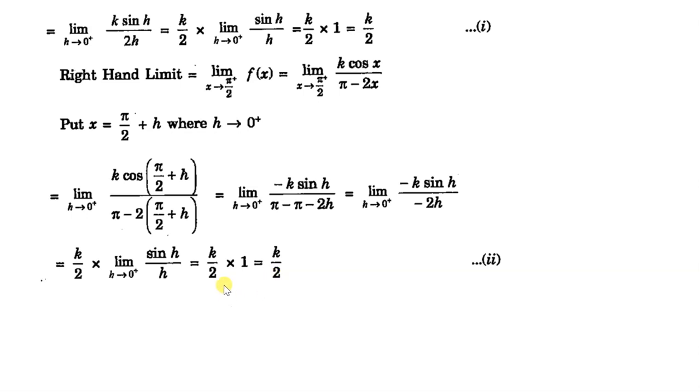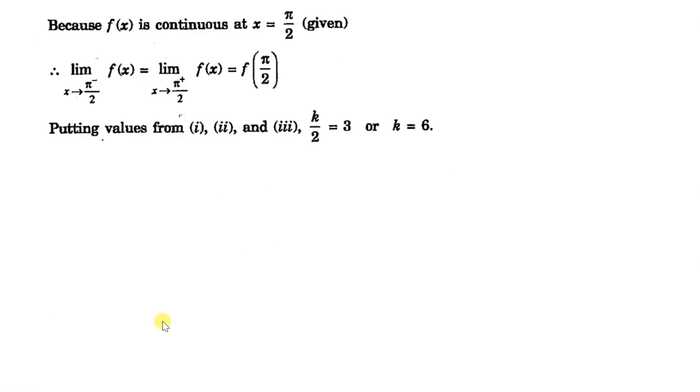And the value of the function at pi by 2 is 3. Since the function is continuous, the left limit, the right limit and the value of the function, all three will be equal. So you get k by 2 is equal to 3. So from here we get k is equal to 6. That's all for today. Thank you.